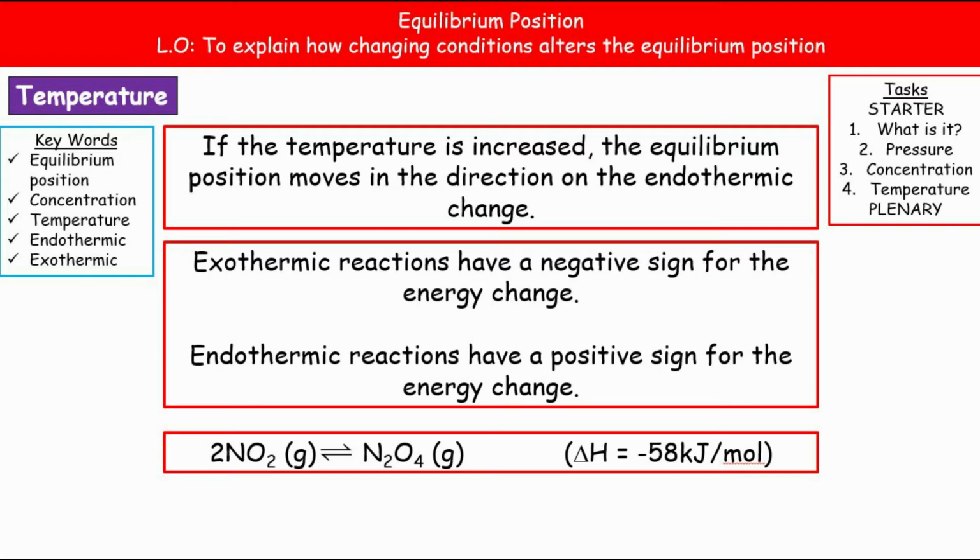So what I've given you at the bottom is another example of a chemical reaction we could look at, and we can see the delta H is on the right hand side there. So again, I'll give you a couple of minutes just to jot these points down.